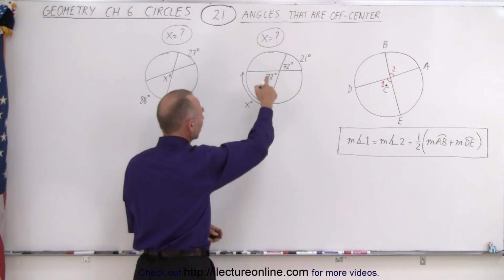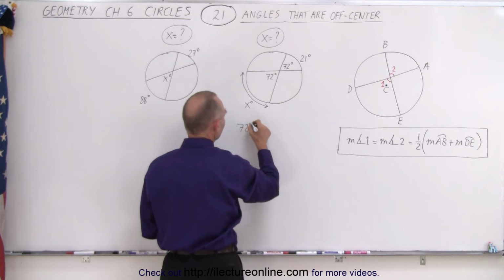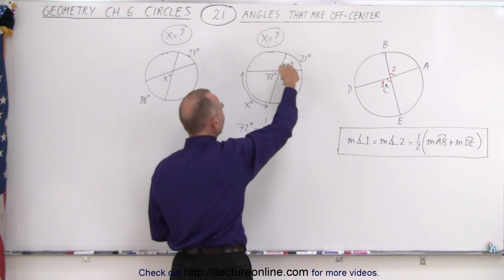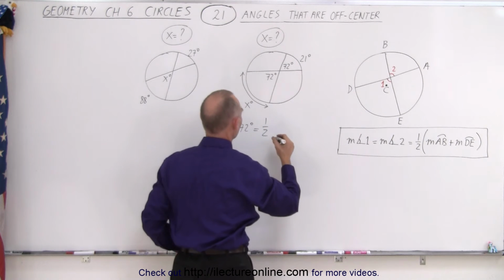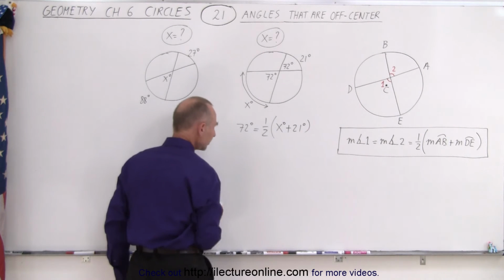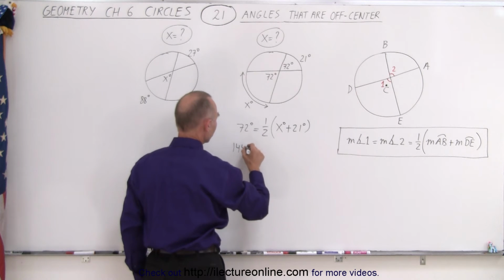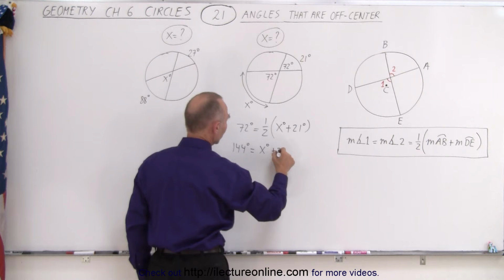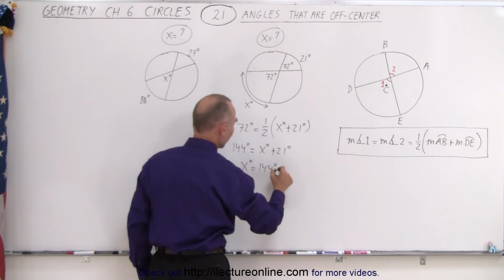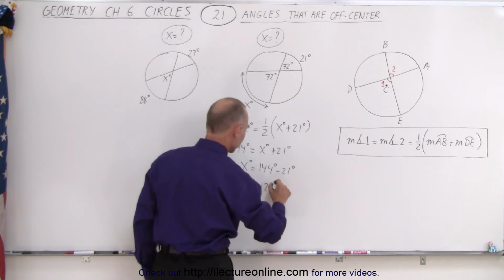We can say that either one of the angles, since they have the same measure, the measure of this angle, which is 72 degrees, must equal 1/2 times the sum of the two arcs subtended by those two corners right here. And so we can say that this is equal to x degrees plus 21 degrees. Now when we multiply both sides by 2, we get 144 degrees is equal to x degrees plus 21 degrees. Therefore x degrees equals 144 degrees minus 21 degrees, or x degrees is equal to 123 degrees.